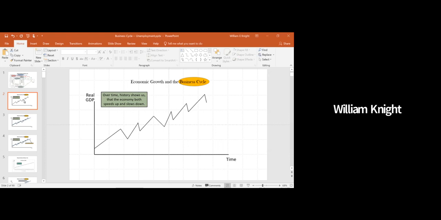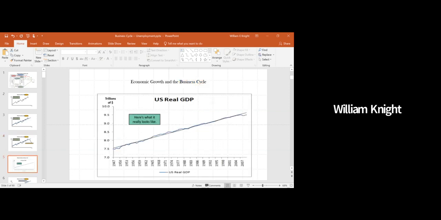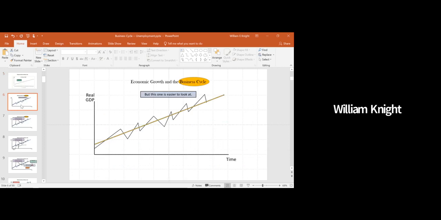Now, you know what the business cycle is. The business cycle is defined simply as fluctuations in the level of economic activity. And over time, as history shows us, the economy both speeds up and slows down. Now, if we were to draw a line indicating what the economy does in the long run, as you can see, it goes up. Here's what it looks like in reality. But this is easier to look at because the fluctuations are enhanced and exaggerated. So it's easier to see what it is I'm talking about.